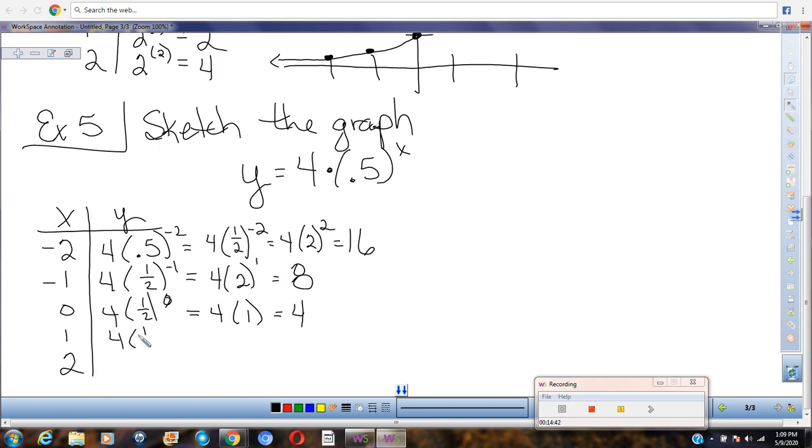How about 4 times 1/2 to the first? 1/2 to the first power is still 1/2, and 4 times 1/2 is 2. And the last one we have here, we have 4 times 1/2 squared. And again, remember, we're going to distribute that square to both parts there. So we have 1 squared is 1, and 2 squared is 4. 4 times 1/4 equals 1. Let's plot our points and graph and see what happens.